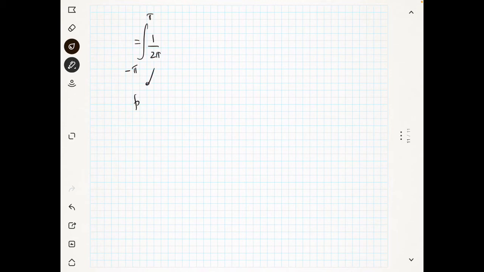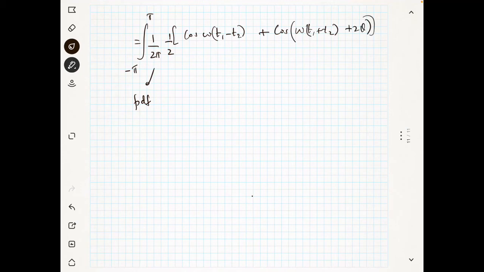This is nothing but the PDF into cosine of, there is a half also will come, half cosine of omega into t1 minus t2, plus cosine of omega t1 plus t2. Then you will get one more thing, plus 2 theta, that's it, into d theta.